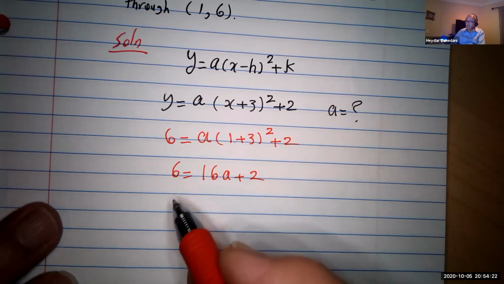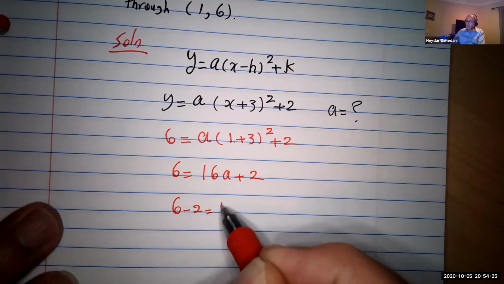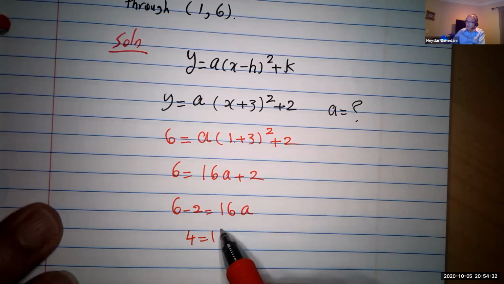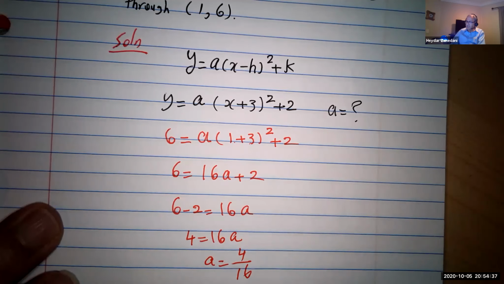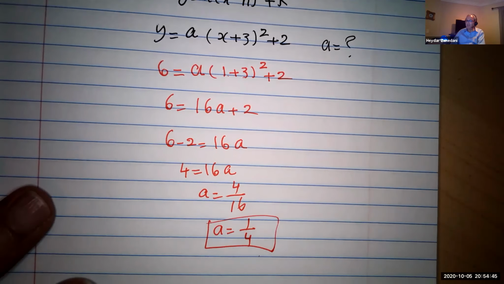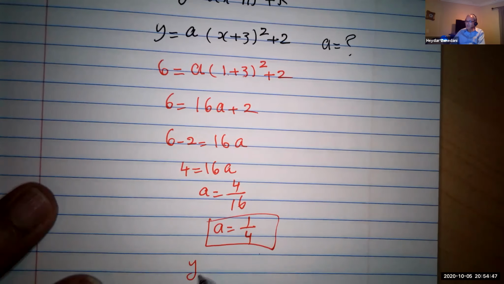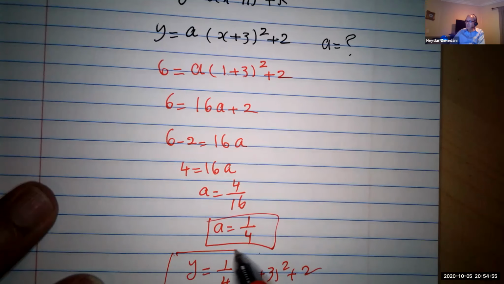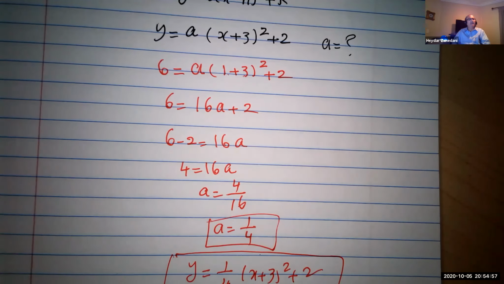So it's going to be what? 6 minus 2 equal to 16a, so it's going to be 4 equal to 16a. So a would be 4 over 16. A is going to be a quarter. Now you go back and substitute and you're done. So y is equal to a quarter times (x plus 3) all squared plus 2. This is the equation of a parabola or the quadratic.